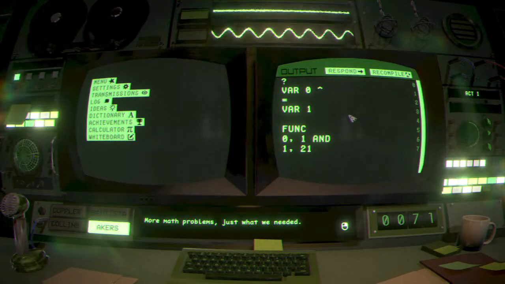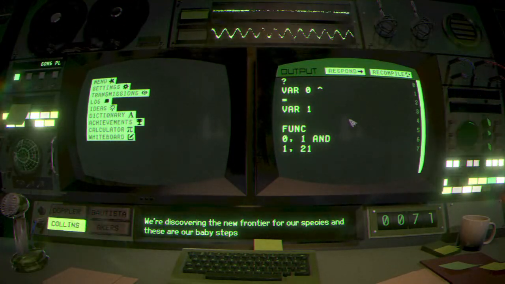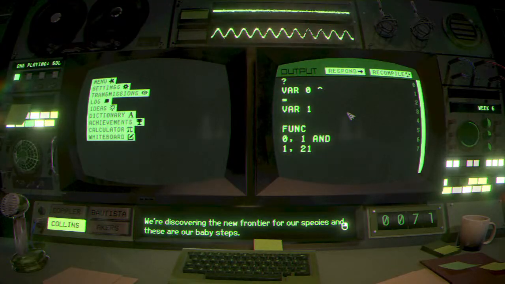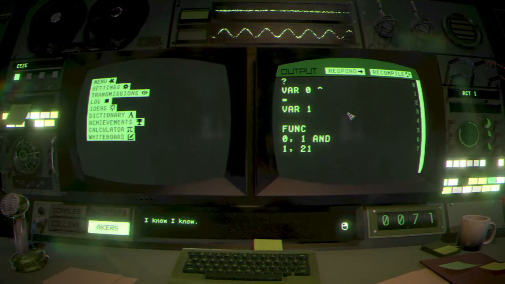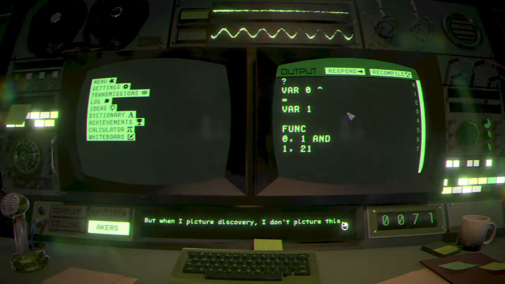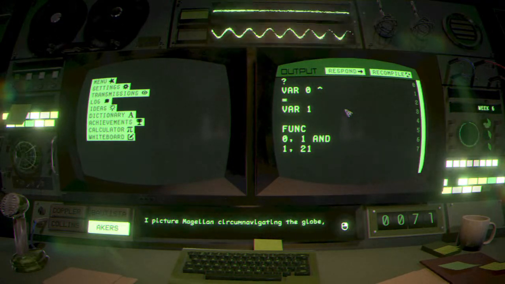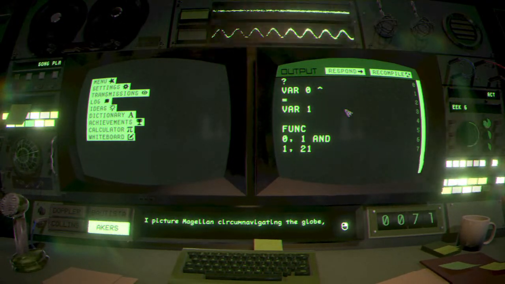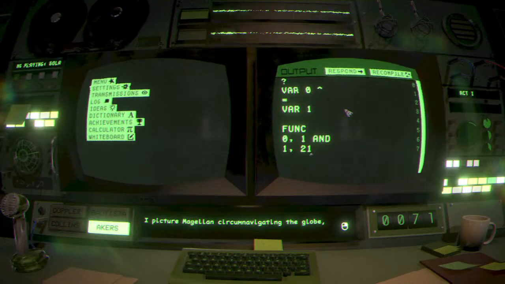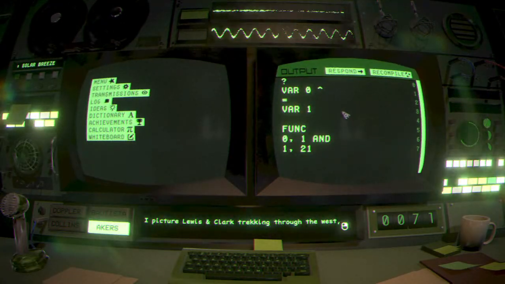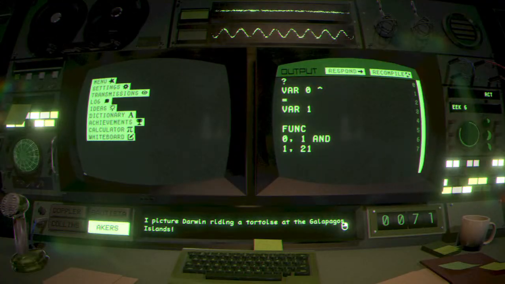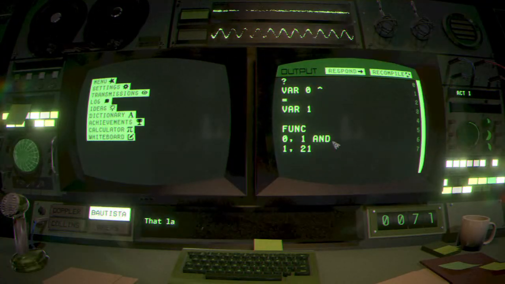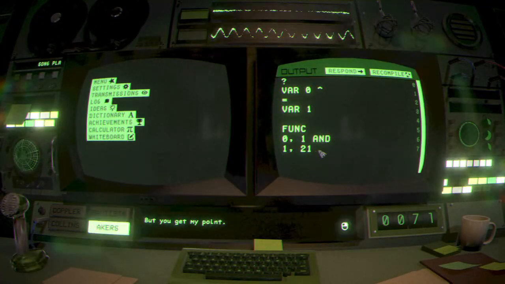More math problems, just what we needed. We're discovering the new frontier for our species, and these are our baby steps. You must have patience, Akers. I know. But when I picture discovery, I don't picture this. I picture Magellan circumnavigating the globe. I picture Lewis and Clark trekking through the West. Picture Darwin riding a tortoise at the Galapagos Islands. That last part never happened. But you get my point.